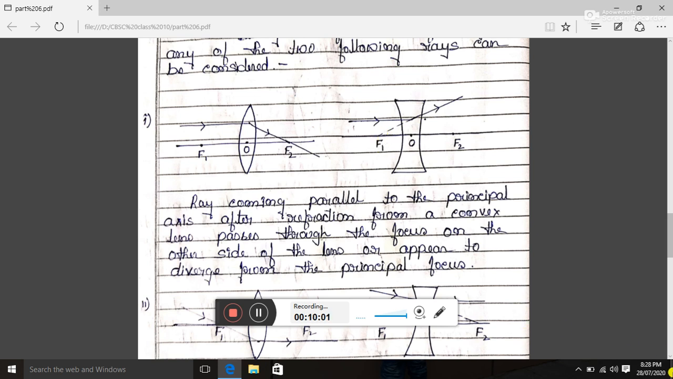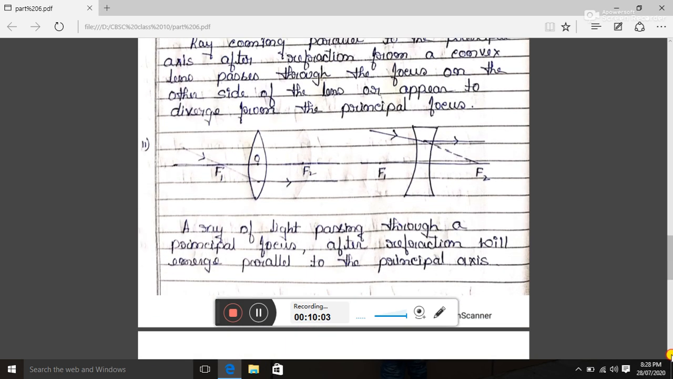So this is my first rule. My second rule is, if a ray passes through the focus, after refraction, it will go out, and the outgoing ray will be parallel to the principal axis. So here also, if a ray comes like this and it appears to come from the focus, then the ray will suffer refraction and will go, and that outgoing ray will be parallel to the principal axis.